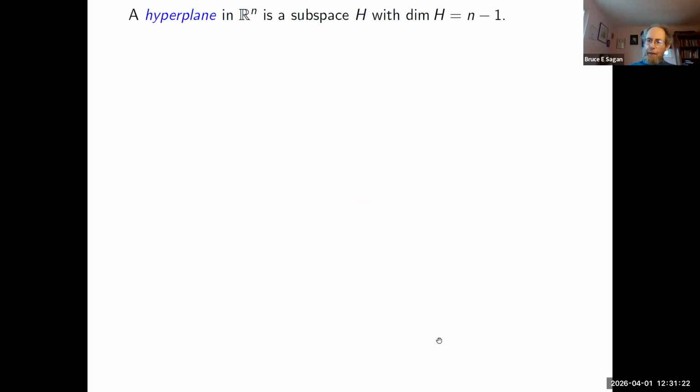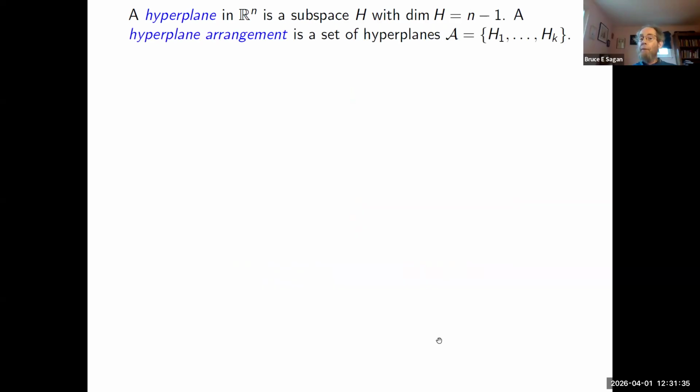So now I'm going to talk about hyperplane arrangements. A hyperplane in R^n is just a subspace of codimension 1. Okay? So in R^3, they would just be normal planes. And then a hyperplane arrangement, script A, is just a set of hyperplanes. Pick your favorite hyperplanes. So here's a quick example. My arrangement in R^2, so the hyperplanes are going to be lines through the origin.